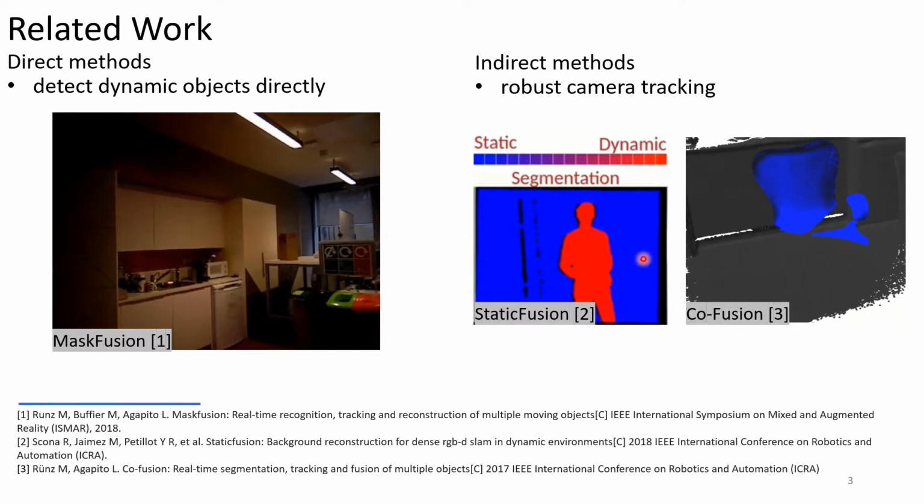In contrast, indirect methods can robustly track the camera in dynamic environments. For example, StaticFusion tracks the major component of the images. The remaining parts with high residue are detected as dynamic objects and removed as outliers. Co-Fusion further treats connected outlier areas as a new object and is able to track multiple dynamic objects independently. However, both StaticFusion and Co-Fusion assume that in the visual input, the static background occupies the major component. This means that if a dynamic object is large, it could be treated as a part of the static background.